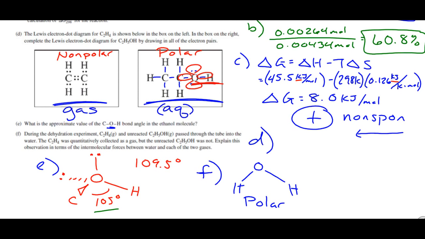Whereas the ethene, which has basically London dispersion forces versus hydrogen bonding, would not have much, if any, interaction with the water, and thus would come out of solution, and that's why we were able to collect it as a gas. And that completes that problem.